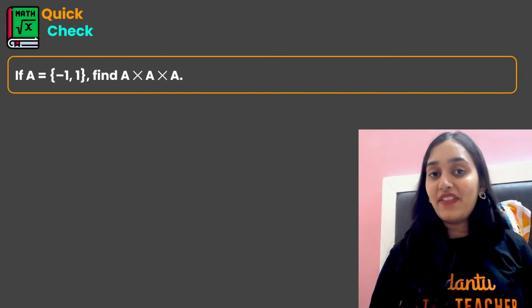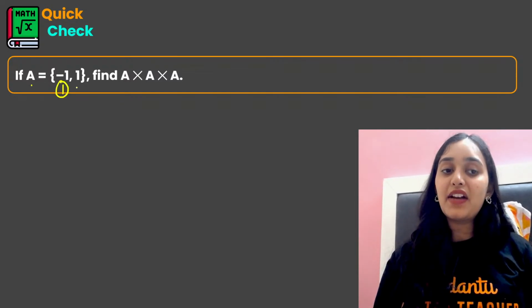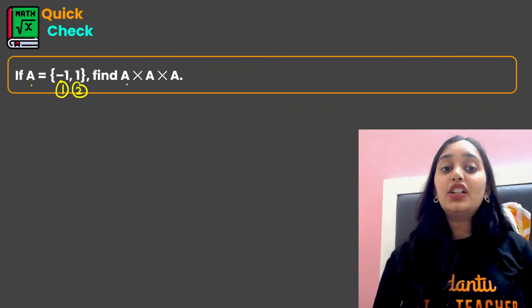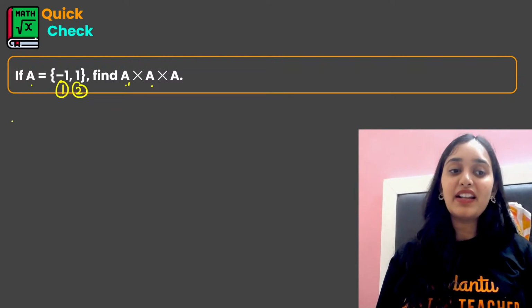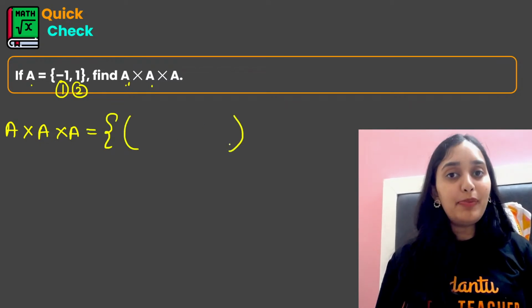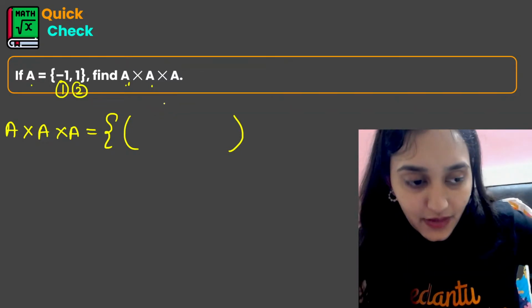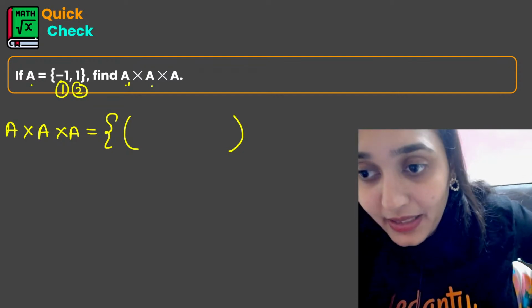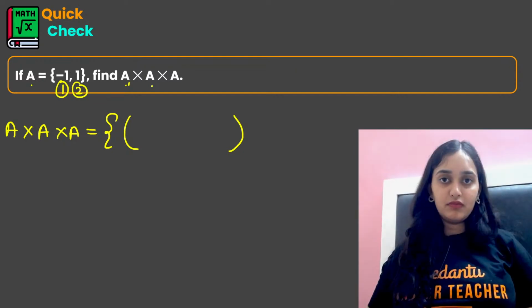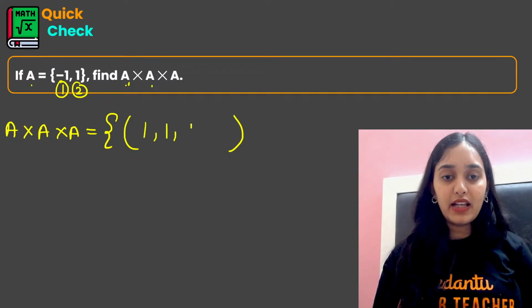Okay, now again a very, very interesting question. If set A is having only two elements, minus 1 and plus 1, find the cross product of A with A with A. So, this will be what? A cross A cross A will be equal to an ordered triplet, three elements. Now, three elements can be either 1 or minus 1. So, your first element can be 1 or minus 1. Got it? So, it will be like 1, 1, 1.